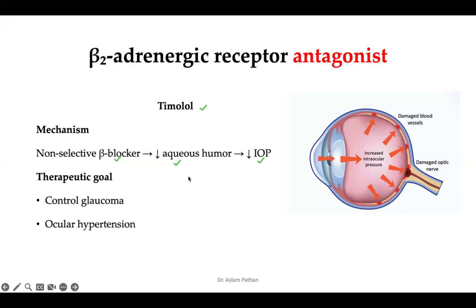What is our therapeutic goal here? To control the glaucoma. Why glaucoma? Glaucoma is due to an increase in intraocular pressure, so we need to decrease intraocular pressure. The second indication is ocular hypertension. If the patient has ocular hypertension, then we need to give timolol. So these are the sympathetic innervations of the eyes.